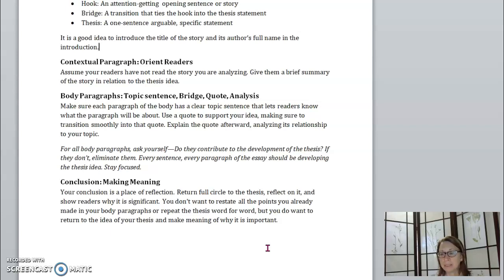You do not want to restate your thesis word for word, and you do not want to summarize every single point you made in the essay. You've already talked about those points. What you want to do is reflect and make meaning. What significance does your thesis have? You want to return full circle to the idea of the thesis, reflect on it, and show readers why it is significant. You want them to take something away from your essay that's meaningful.